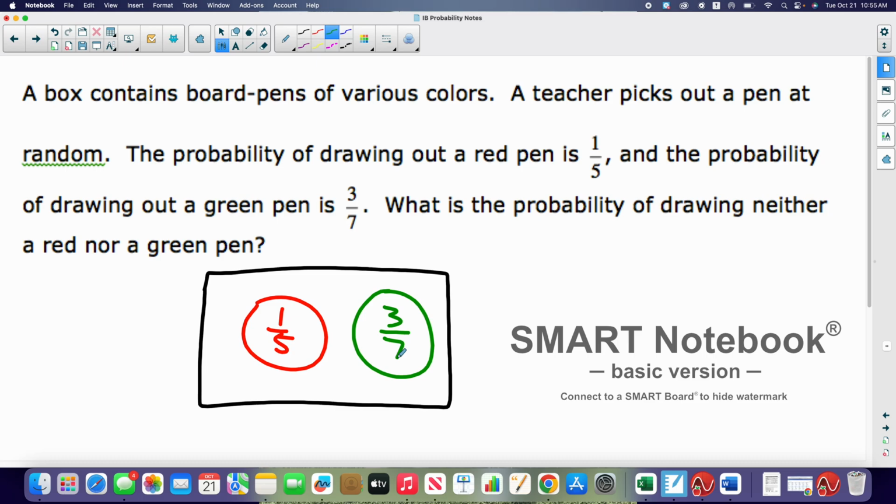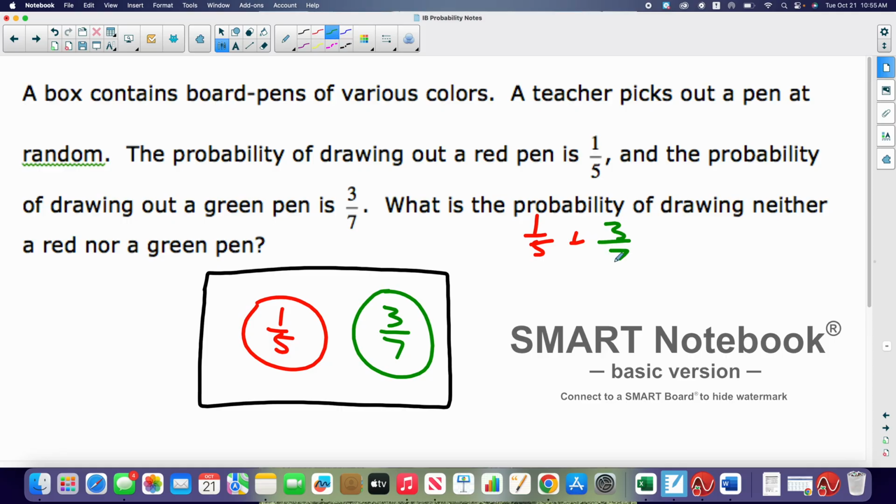Questions about my Venn diagram. Is this a mutually exclusive event? Can you draw a red-green pen? That sounds silly even saying it, right? You can't do that. So on this one, what's the probability of drawing a red or green pen? What would we do? 1/5 plus 3/7. So I'm going to go 1/5 plus 3/7.